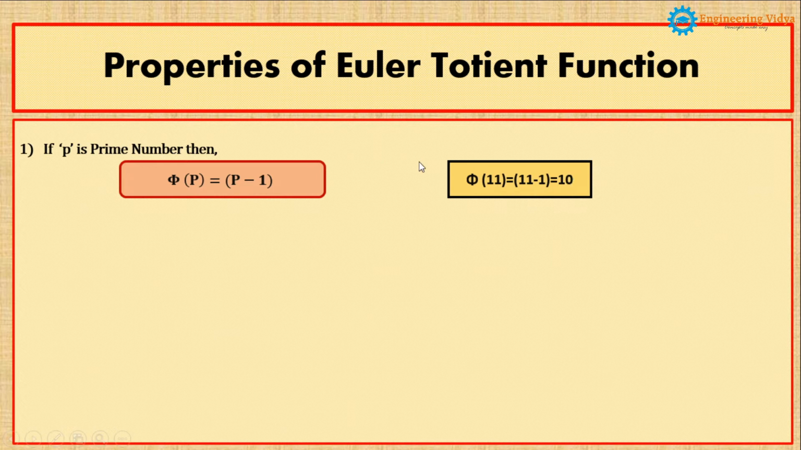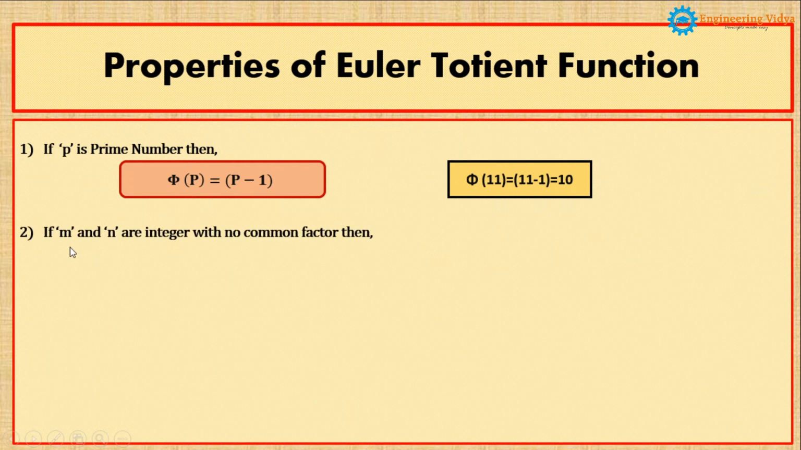Suppose in that particular case you were going to apply the traditional approach, what would happen? You would have to list all the numbers from 1 to 10, and then select all those numbers which are relatively prime with 11, and then check the count of all selected numbers, and that would give the Euler-Totient function of 11. And that is quite time consuming. But instead of applying the traditional approach, if you apply this formula, you will get the answer in less time.